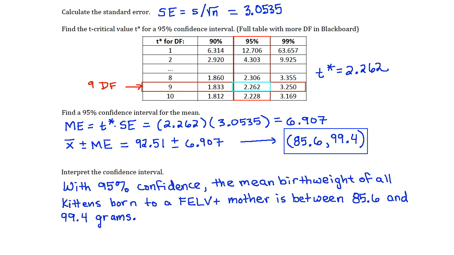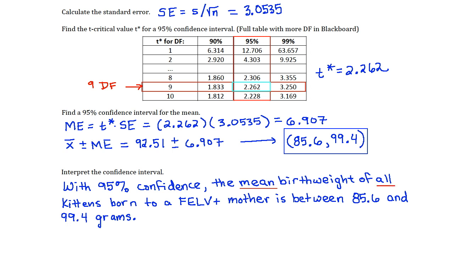We do have some practice at this stage at interpreting confidence intervals, but some of the things that are really important are worth mentioning again. Make sure that we include the word mean or average. This is a statement about mu. This is not a statement about all of the kittens born to FeLV positive mothers. Only a statement about the average.